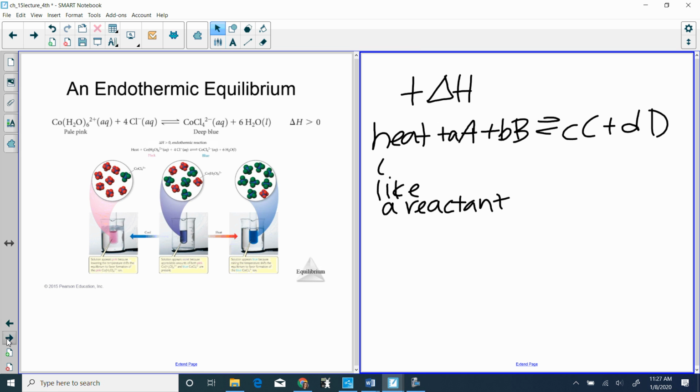So now watch. If I add heat to an endothermic reaction, the equilibrium is going to shift to the right, but I didn't add any more stuff, so that's why K changes. If I increase my heat, and heat's a reactant, that means my C and my D are going to go up. If my C and D go up, my numerator goes up, my K is going to go up. Increasing Kelvin.